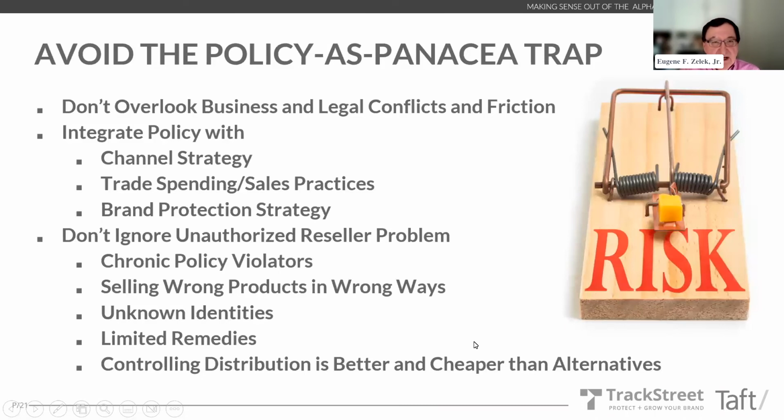One thing I can't stress enough is to avoid what I call the policy panacea trap. Some people think that, gee, we put a policy in place and the world suddenly will be a better place. Well, that's a step in the right direction, but it's not enough. So you can't overlook business and legal conflicts and friction, both within your organization and without. So for example, within an organization, an area of friction is often with the sales force, particularly if the sales force is compensated based on volume.